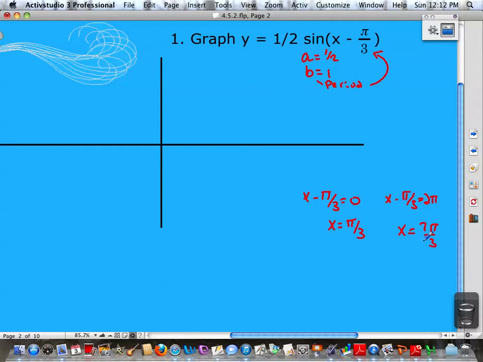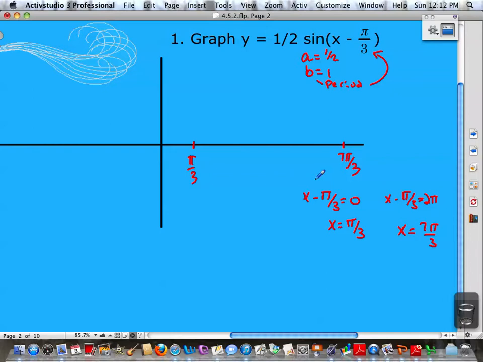So we're going to use those as kind of our beginning and our end to our graph. I'm just going to put pi over 3 here, and I know I'm going to end at 7 pi over 3. And if you look, that is a distance of 2 pi. If I add 2 pi to pi over 3, I end up at 7 pi over 3.